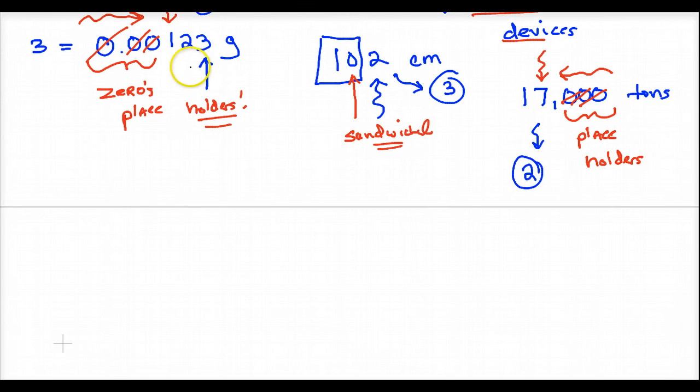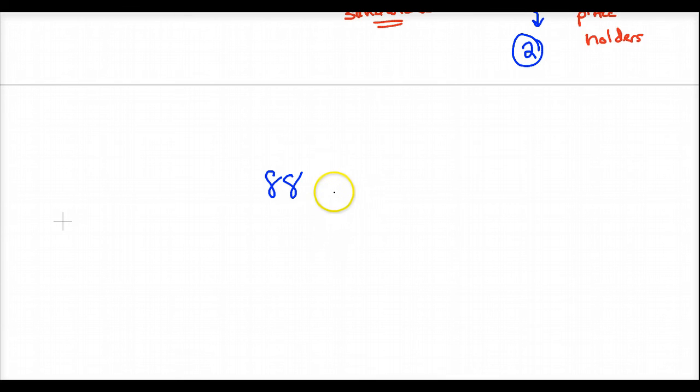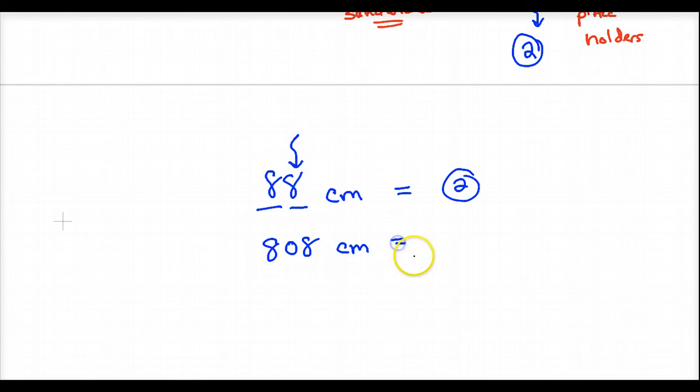So very simply, if you're given a number like 88 centimeters, that has 2 non-zero numbers, that has 2 significant numbers that came from a measurement device. This was my guess, this was on the device, both numbers are significant. If I have 808 centimeters, well, this was my guess, and these 2 numbers we got directly on the device, that has to be 3 significant numbers because significant numbers are numbers that come from the measurement device. That's a sandwich 0.